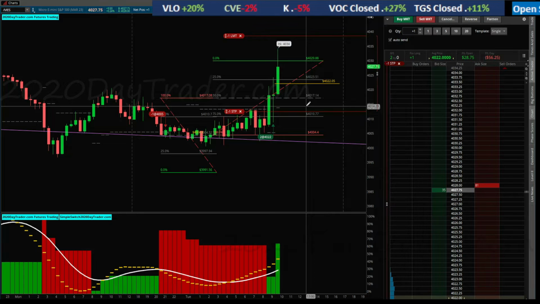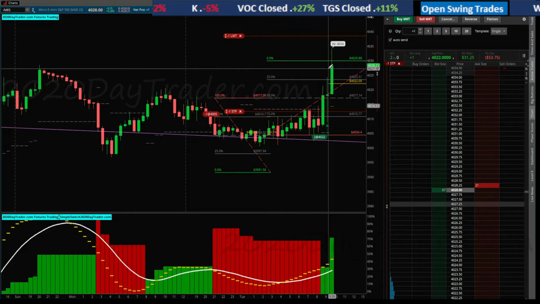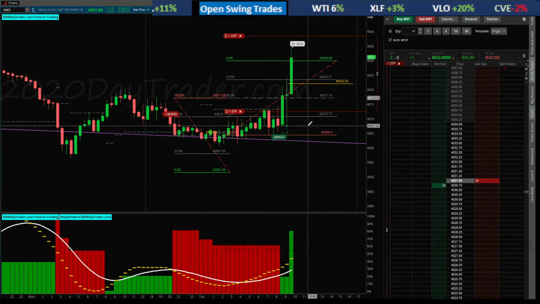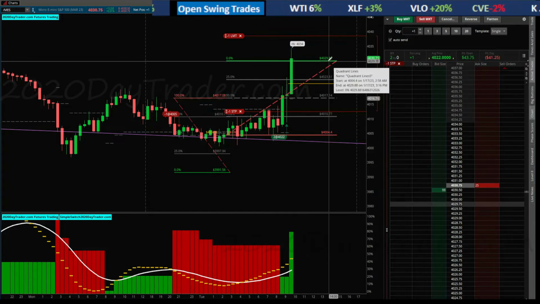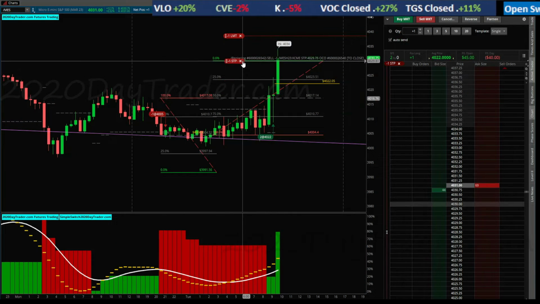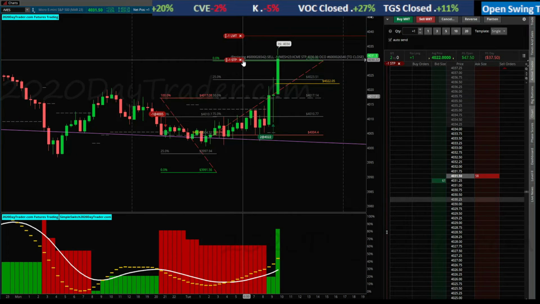I'll let this ride a little bit. So we broke out above there. Now we're coming back below it. Oh no. Okay, now we're getting back above. Back above that area and back above our target. Okay, so I'm going to move my stop back up now.